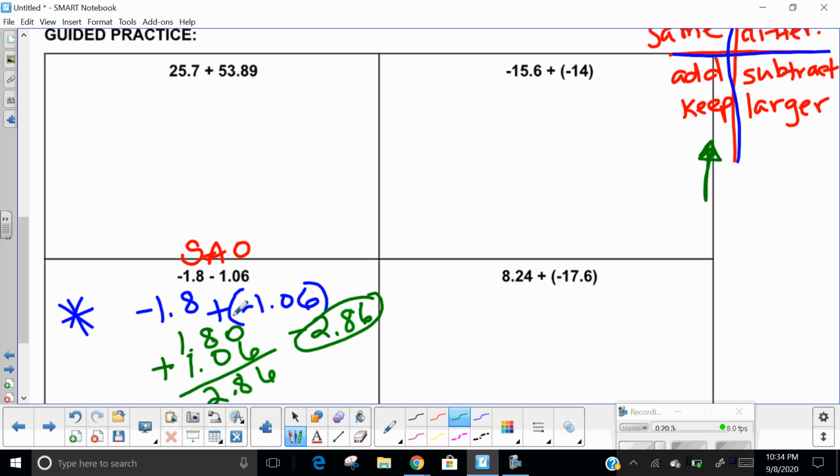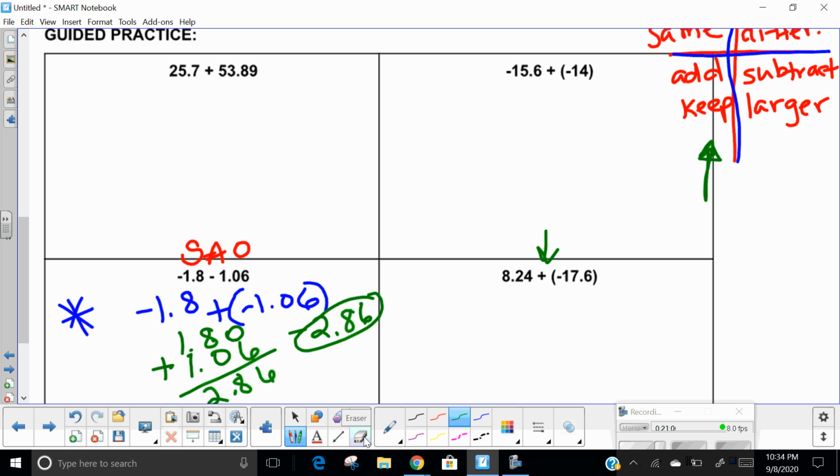Okay, so let's look at another problem real quick. And I'm going real slow so that you understand, so I apologize. But let's look at this one right here. So we have 8.24 plus negative 17.6. So what math operation do we have? We have adding, so we're going to use the T-table again.